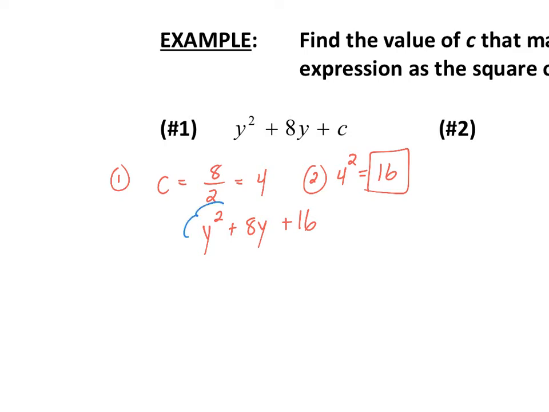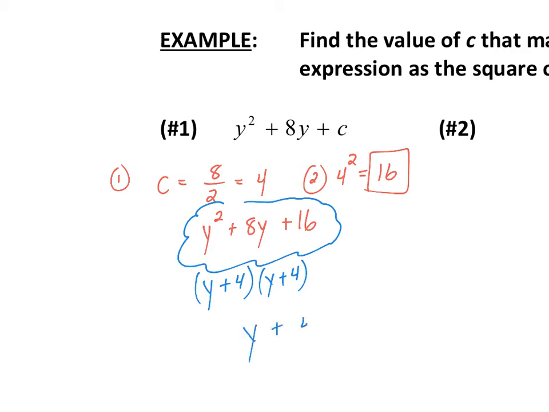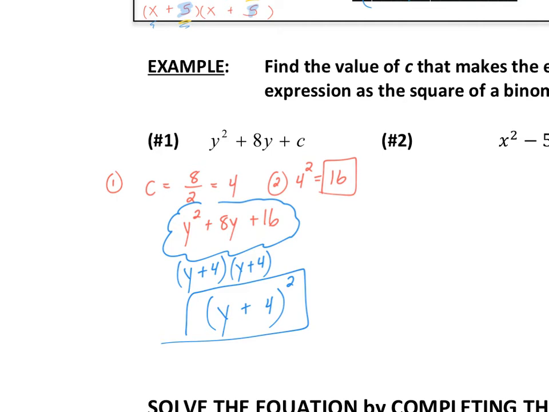So right here we have a perfect square trinomial. When you factor it, you don't have to write this step every time. When you factor it, you will get y plus 4 times y plus 4. And why that is, 4 times 4 is 16, 4 plus 4 is 8. So when you write this as a square of a binomial, it would be y plus 4 squared. That's what we're looking for. So you find c by dividing by 2 and squaring it, and then you factor it to get y plus 4 squared.